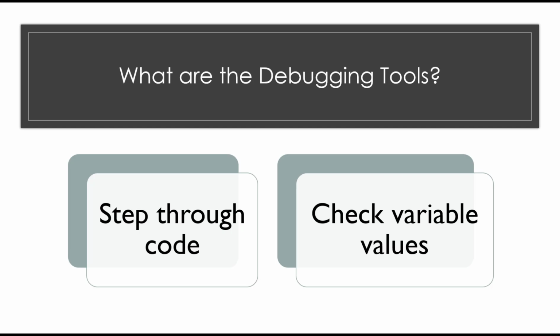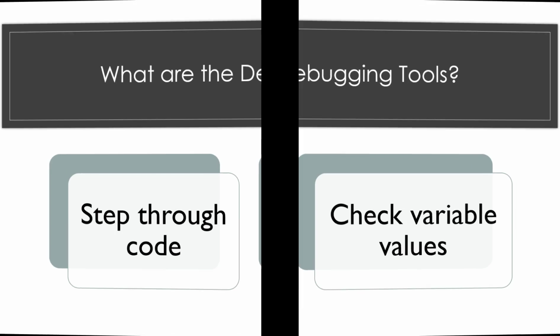So what are the debugging tools? Well, there's basically two types of debugging tools, and you'll find these under the debug menu in the Visual Basic Editor. These tools basically either help us step through the code or check the variable values.